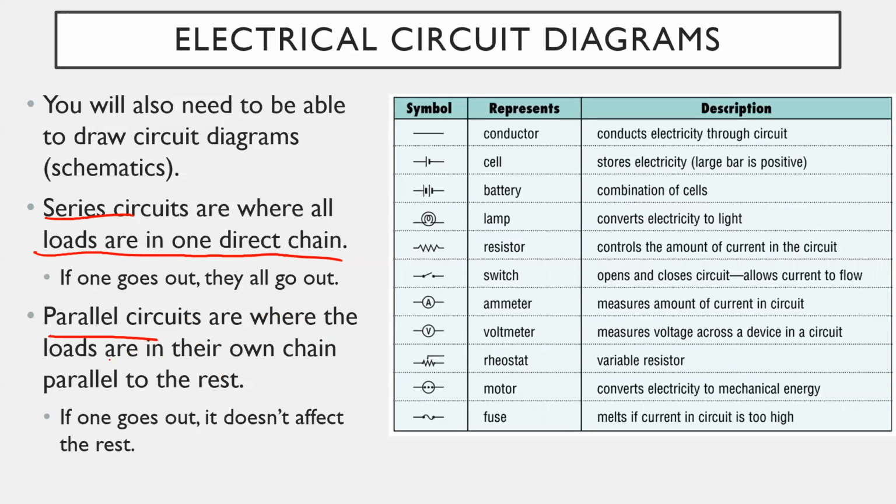Now, parallel circuits are where loads are in their own chain, and they're all parallel to each other, right? So they're all like different lines of their own. The bottom line in this one is if one of those loads goes out, it doesn't affect the others, right? It just affects that one little line that it's in.